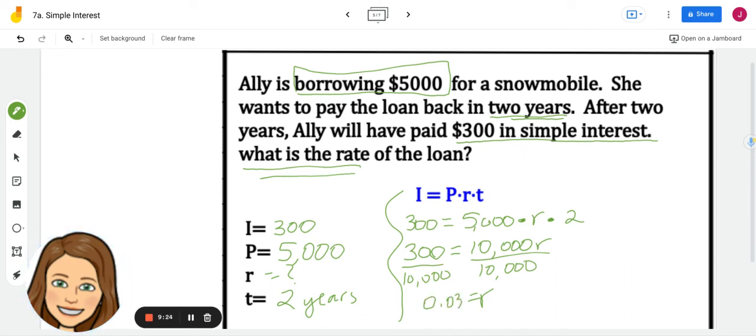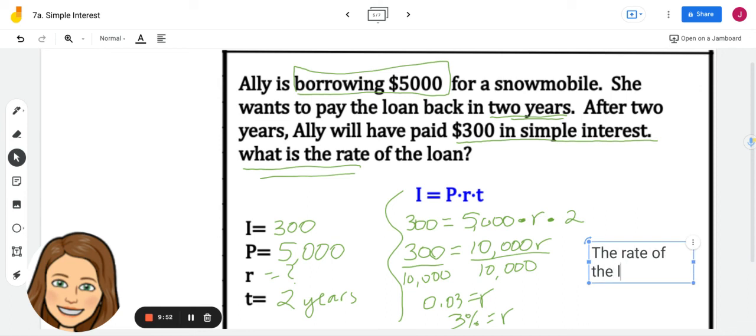0.03. Okay, now that's a decimal. Remember, our rates are percent, so change that to a percent. Move your decimal 2 to the right. So the interest rate would have to be 3%. The rate of the loan would be 3% to have all this work out for Allie. So you could just write the rate of the loan would be 3%.